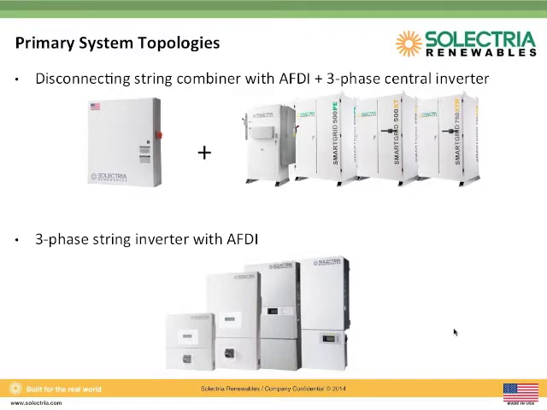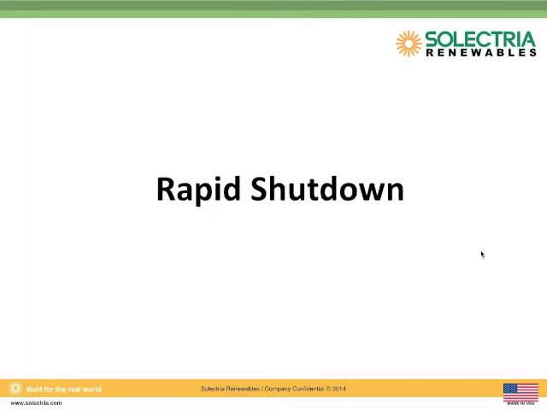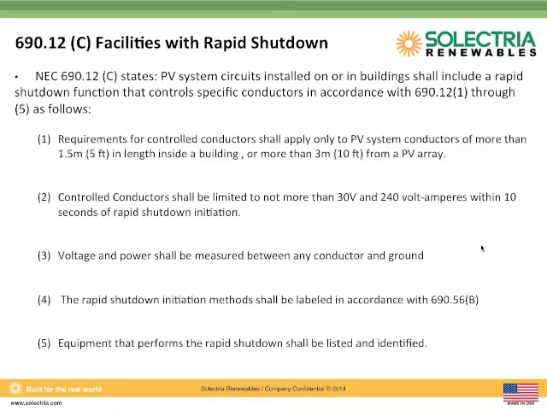So we're going to talk about how to deploy arc fault detection and interruption for two types of topologies, specifically our central inverter matched with our combiner box and our three-phase string inverters with AFDI built in. So what does rapid shutdown mean? Rapid shutdown, as defined in the NEC, requires us to de-energize, not actually de-energize, but reduce voltage within 10 seconds to below 30 volts in a crisis situation.